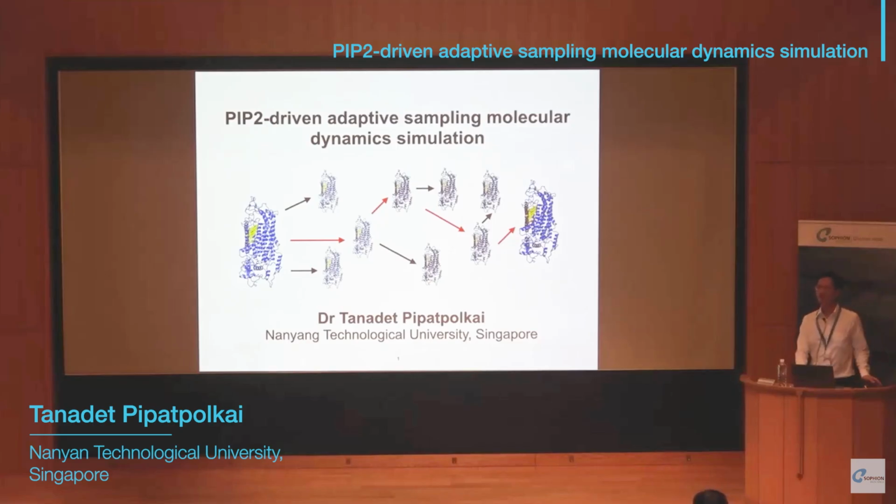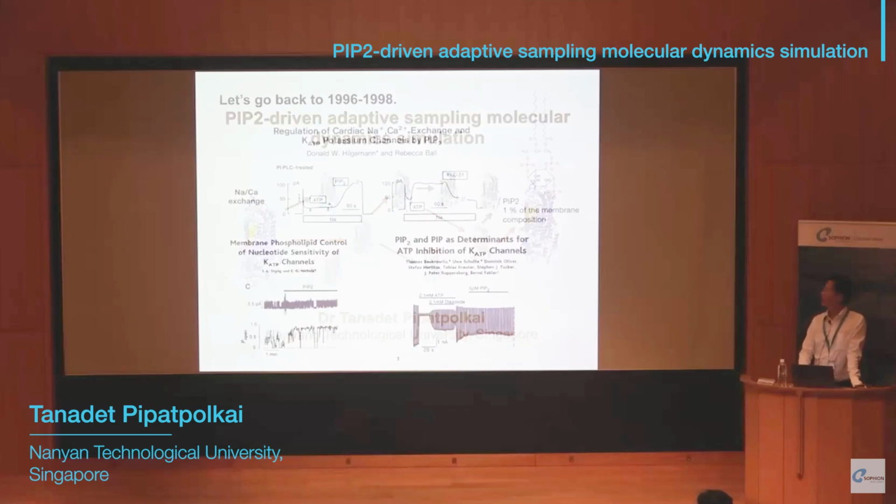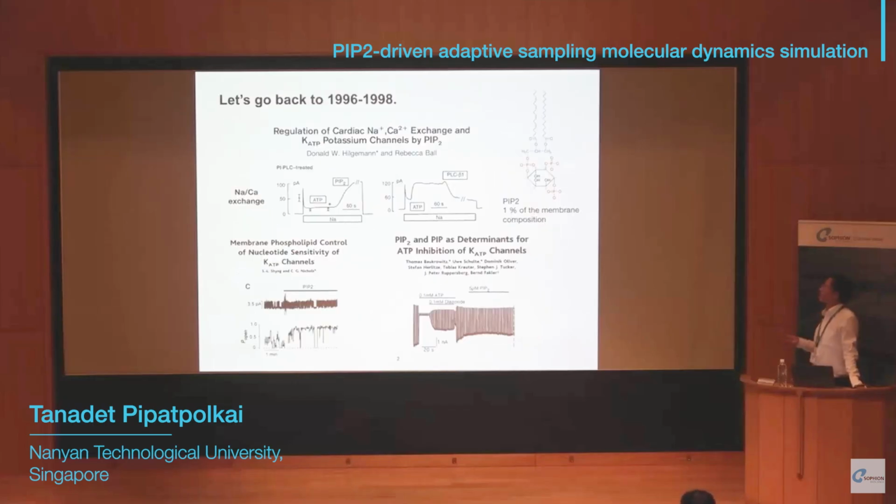Okay, so let's think about PIP2. And the story about PIP2, I think, begins around 1996. So PIP2, just to remind everyone, is an anionic lipid found about 1 or 2% in the membrane composition, and they regulate ion channels.